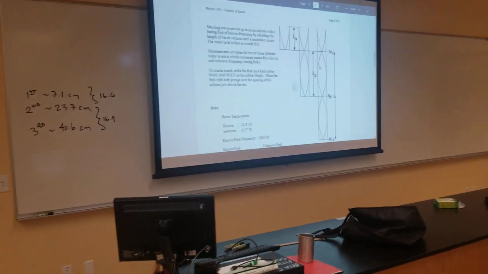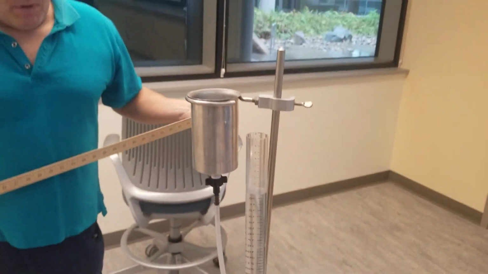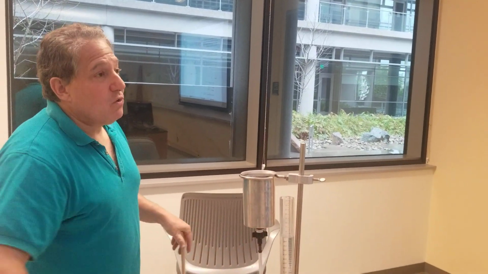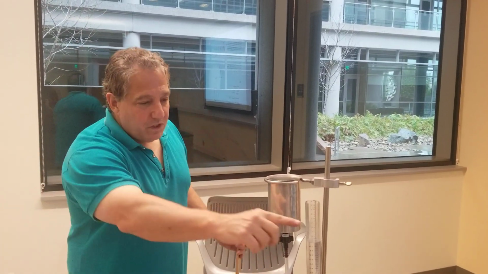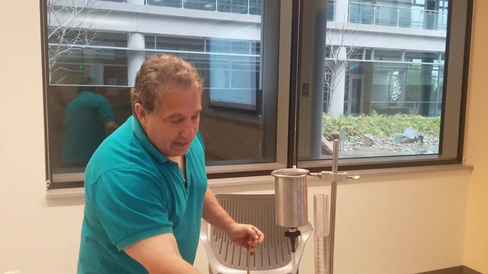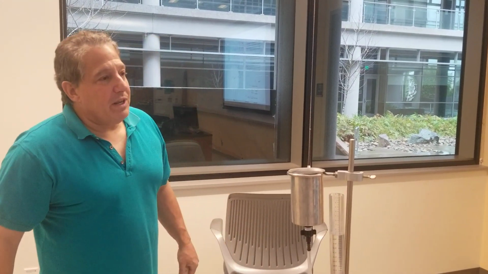But the bottom line is, we're going to listen for 3 loud noises. They're not going to be perfect. This is a hard boundary. This is not perfectly soft, but the difference between them will be. So we're going to move this water level up and down and vary this height. First resonance, second, third. We're going to record where they are in meters.